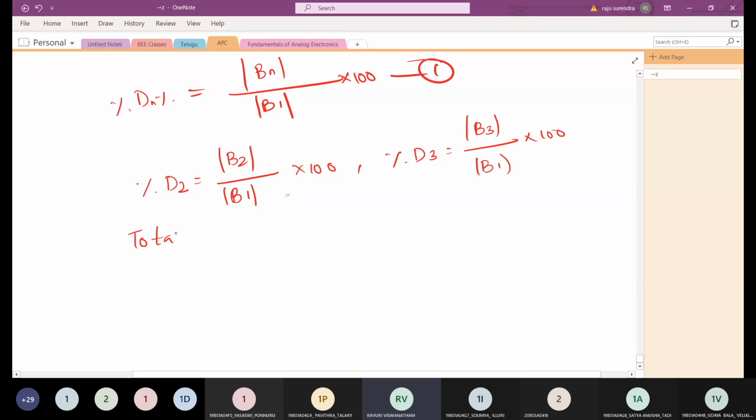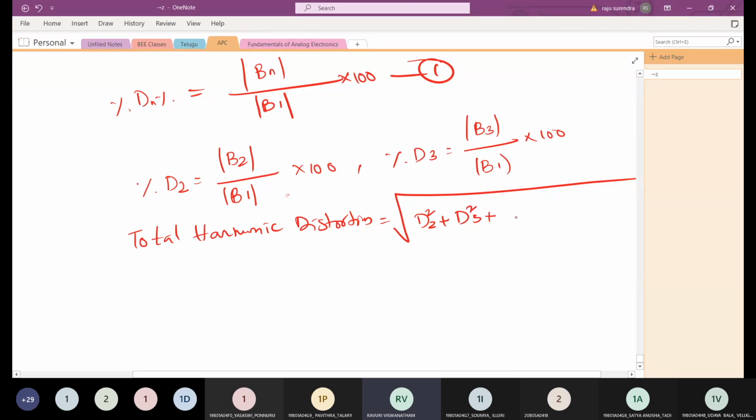Then how to calculate total harmonic distortion? It is the square root of D2 square plus D3 square, and so on, plus Dn square, multiplied by 100. The first one, D1, is the fundamental frequency component, so it is not included. All of you understood?